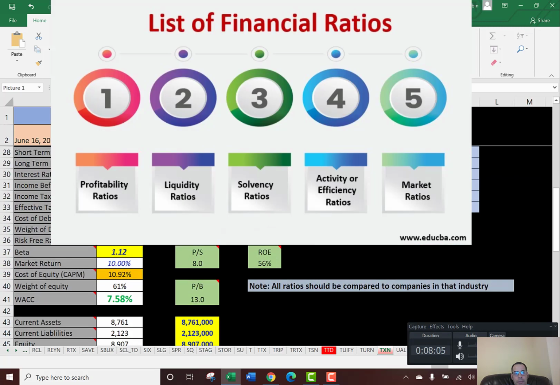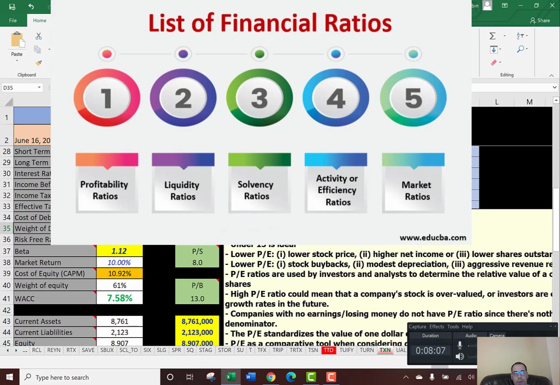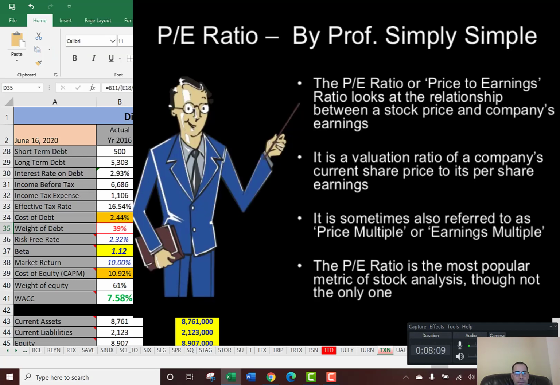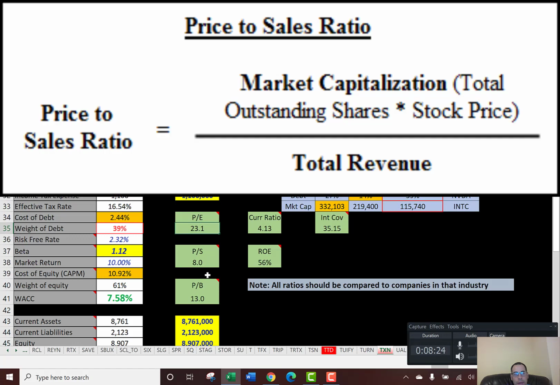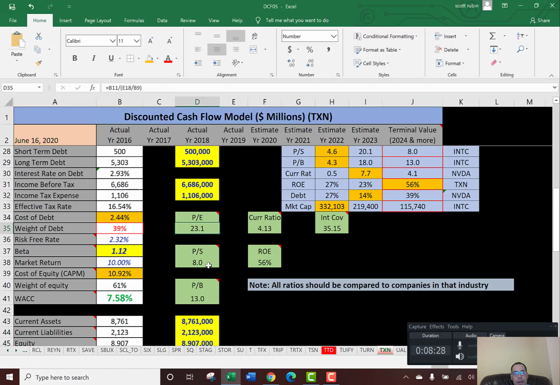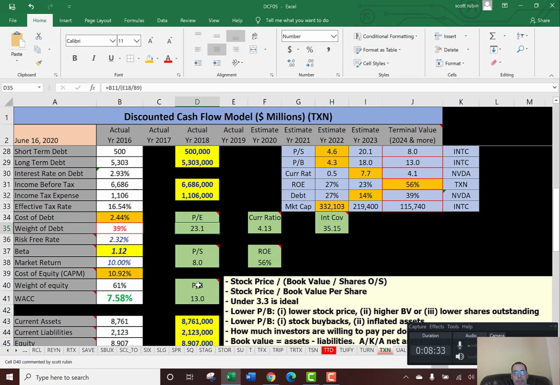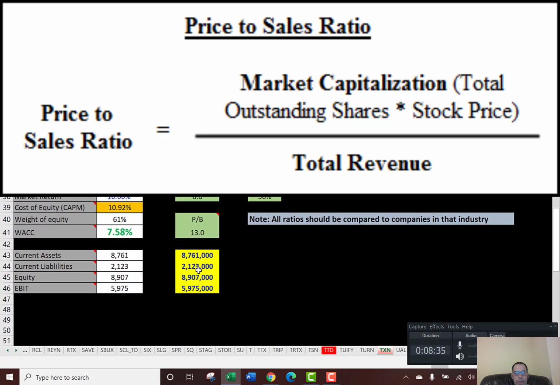Let's look at those. So they have a PE ratio of 23.1. I like to see under 15. So that seems a little high, but always compare ratios to competitors, because you really don't know how well a company is doing till you compare it to similar companies. So that's price of stock over earnings per share, the PE ratio. The price to sales ratio is price of stock over sales per share. And that seems a little high as well, 8.0. And price to book is price of stock over book value per share.